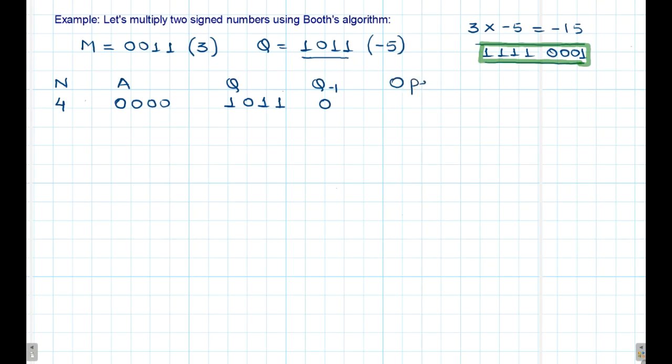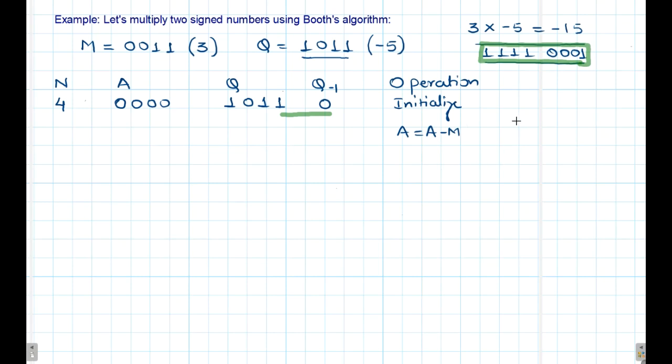Here we are going to list out the operation. So this operation is basically the initialize operation. Now next, we are going to inspect the bit pair. So the bit pair is 10. This represents A minus M. So the operation which we are going to perform is A minus M.